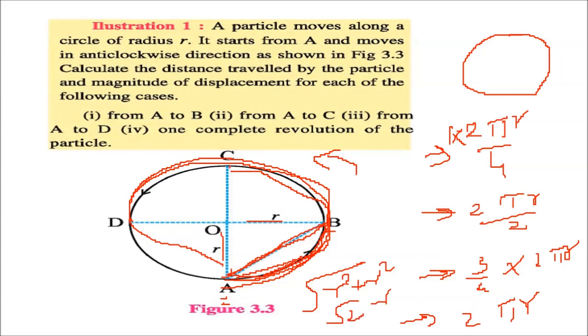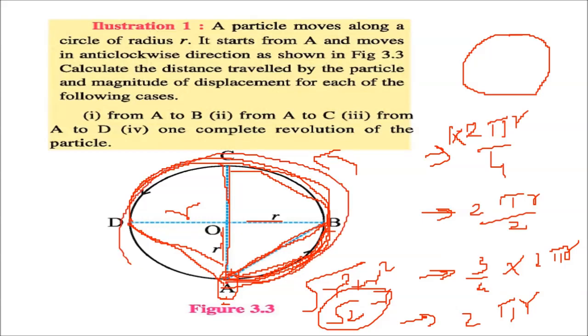And when it reaches C, what is the displacement? r plus r, so 2r. Again, when it reaches D, what is the displacement? Again, because this is r, we'll use the same formula, and this will be under root 2r. When it comes back, it will be 0. Displacement will be 0, and distance will be the total covered.